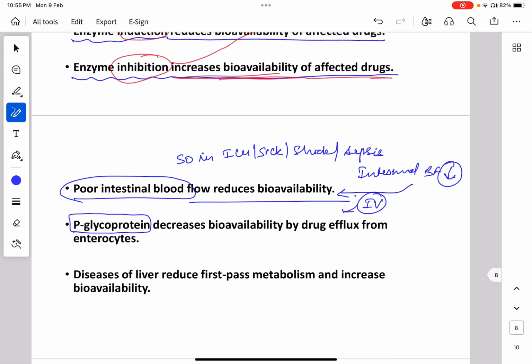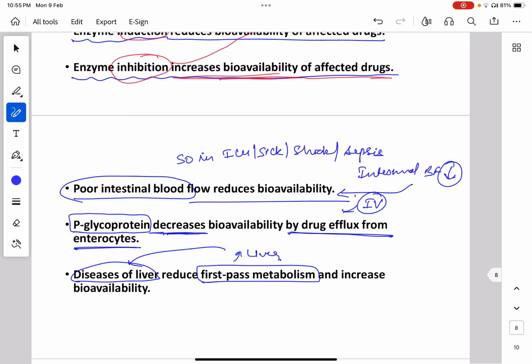P-glycoprotein decreases bioavailability by drug efflux from enterocytes. And disease of liver reduces first pass metabolism and increases the bioavailability. So where is first pass metabolism happening? It is happening in the liver. And when the liver is not functioning well, then the first pass metabolism decreases and hence it increases the bioavailability.